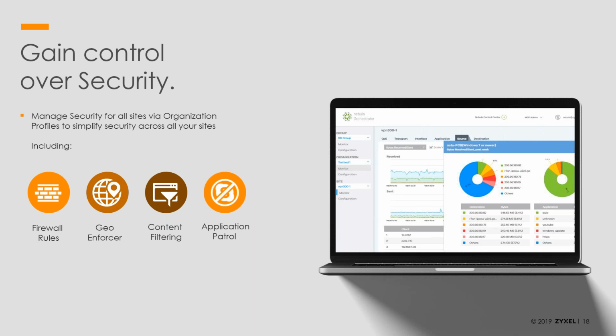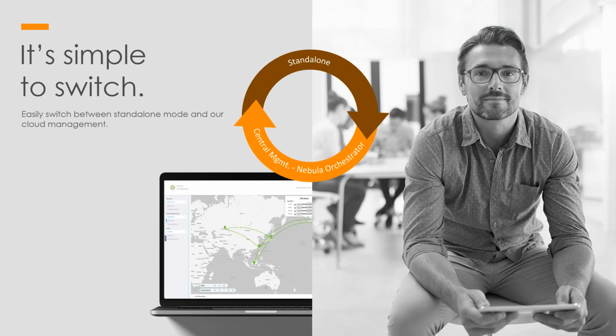Security features that the SD-WAN solution offers are, of course, basic firewall rules, geo-enforcer, where you are able to block a certain region or a certain country, content filtering for managing, blocking and warning, and of course monitoring the web browsing, application patrol or application intelligence, which enables you to optimize and block certain applications and configure per those, and of course monitor based on them as well.